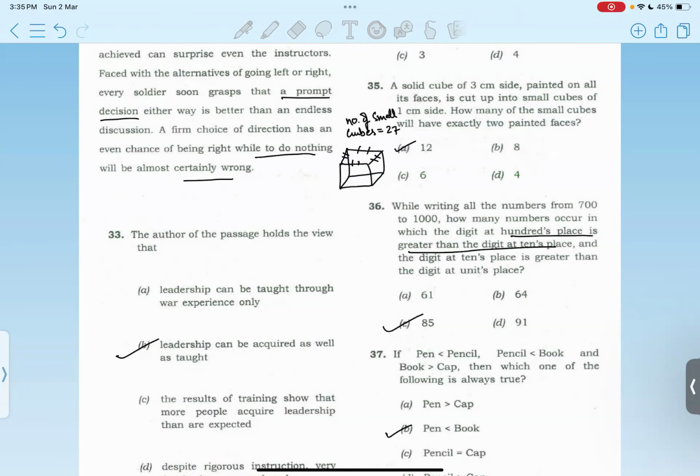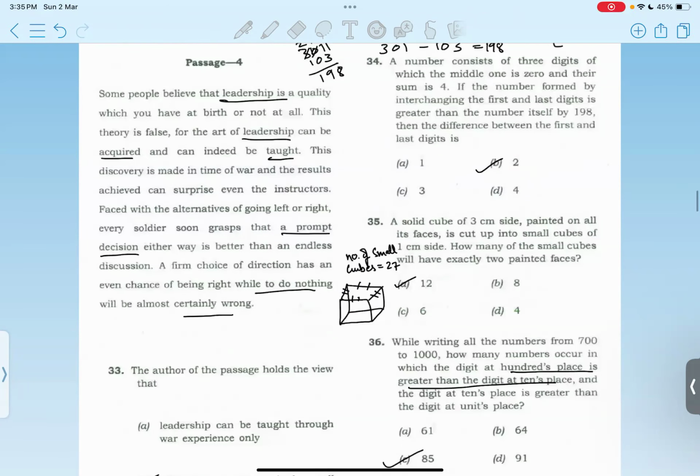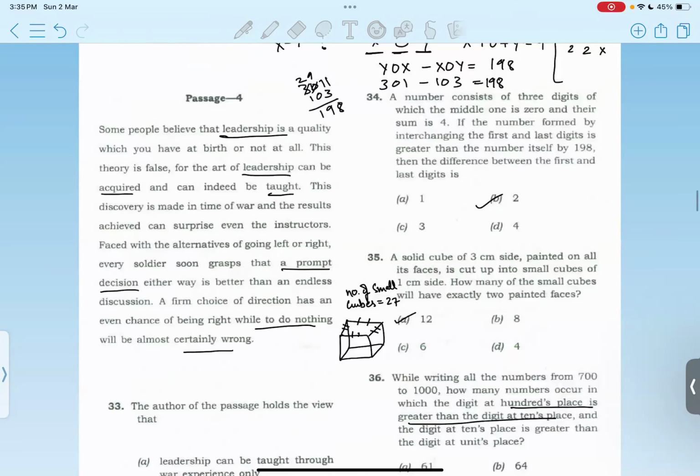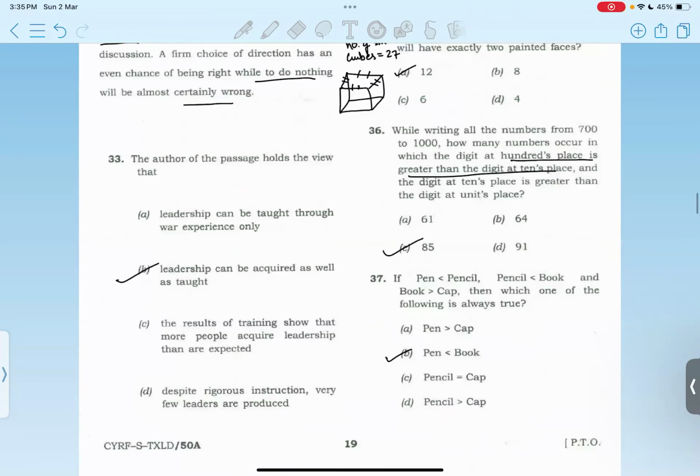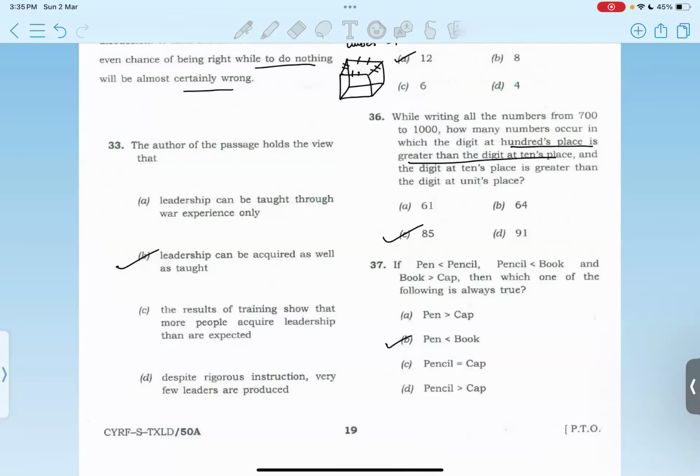हाँ, ठीक है. और 34 का option B था ना? Option B. ठीक है. 34. 36 में अब we have to write from 700 to 1000. It is asking us कितने नंबर ऐसे हैं जिसमें 100 place greater than the digit at 10th place, and also ensuring कि 10th place पे जो digit है that is greater than the digit at units place. तो दोनों conditions fulfill होनी चाहिए.